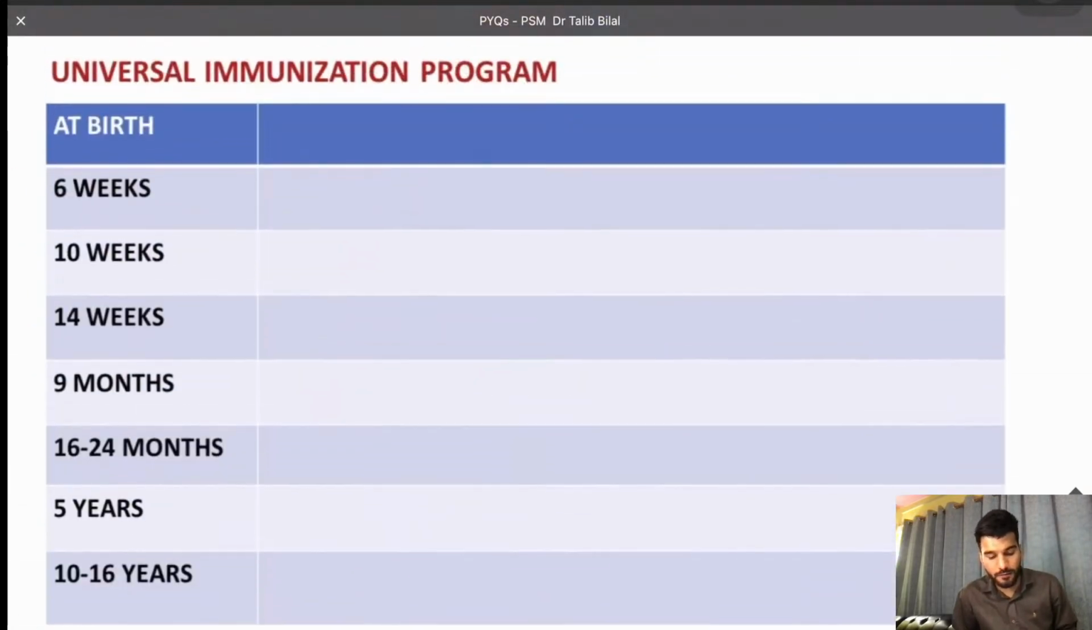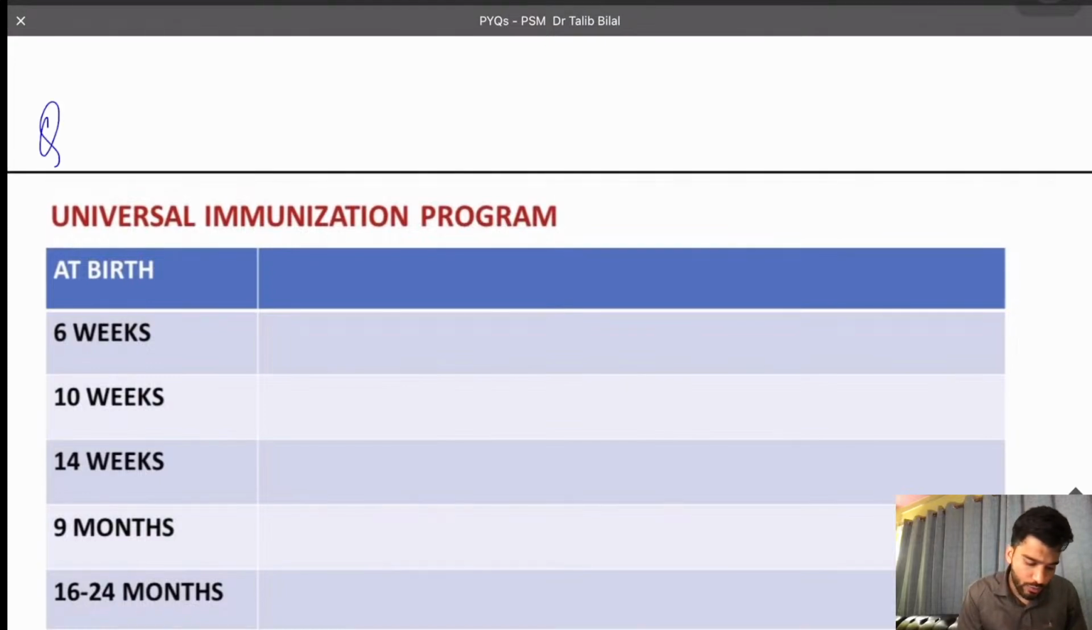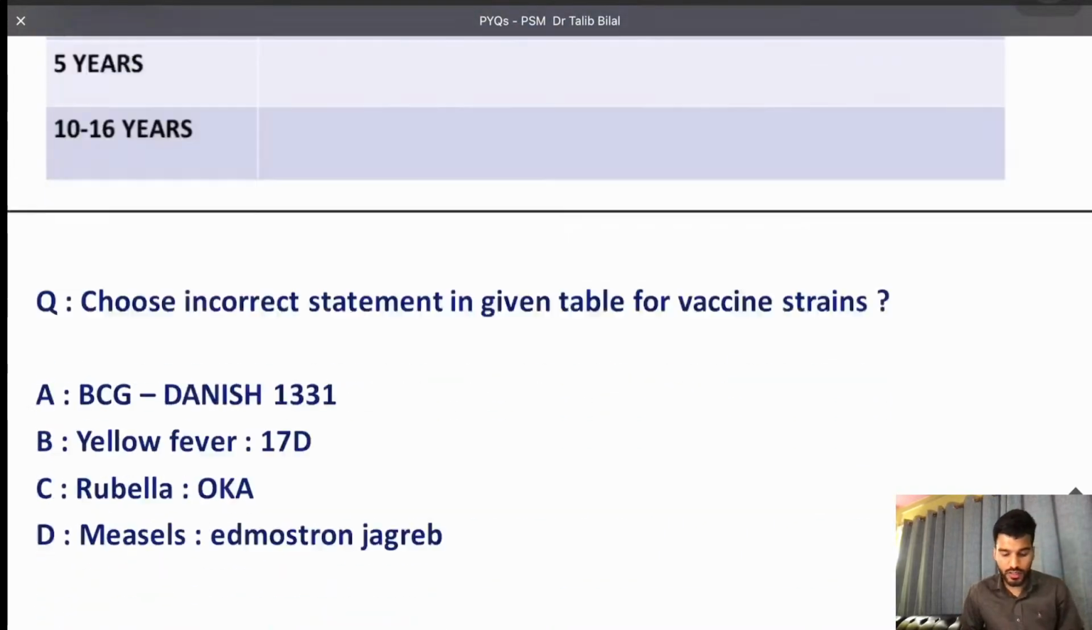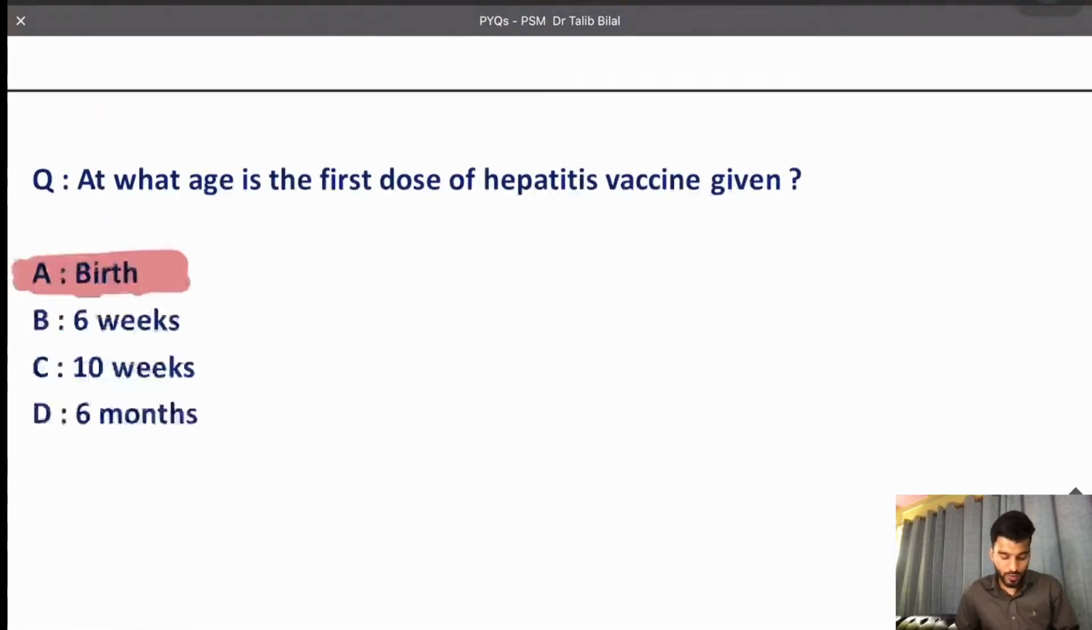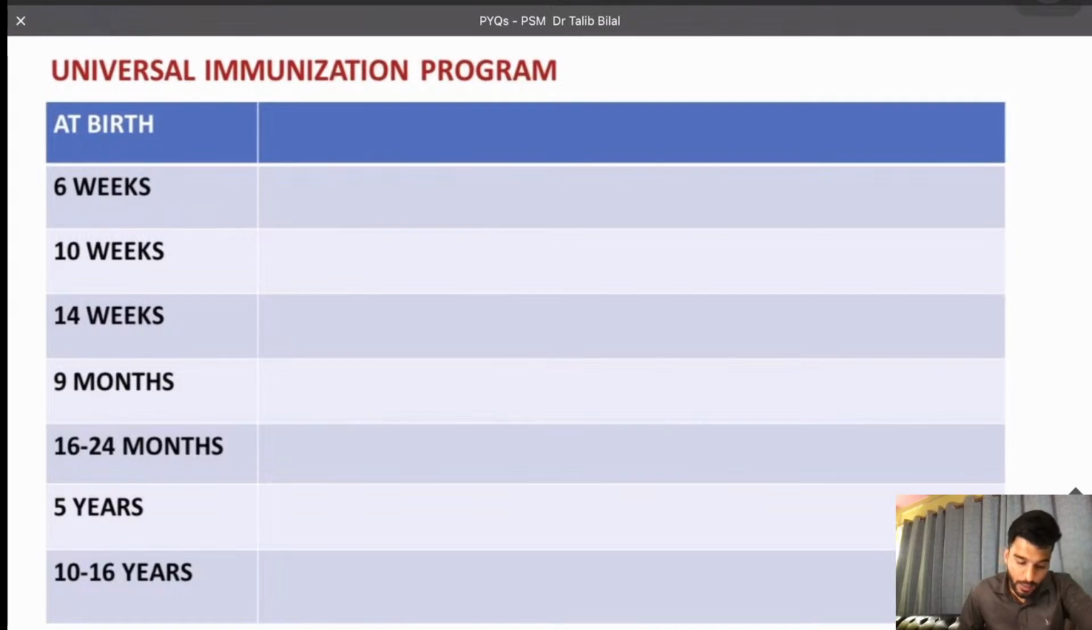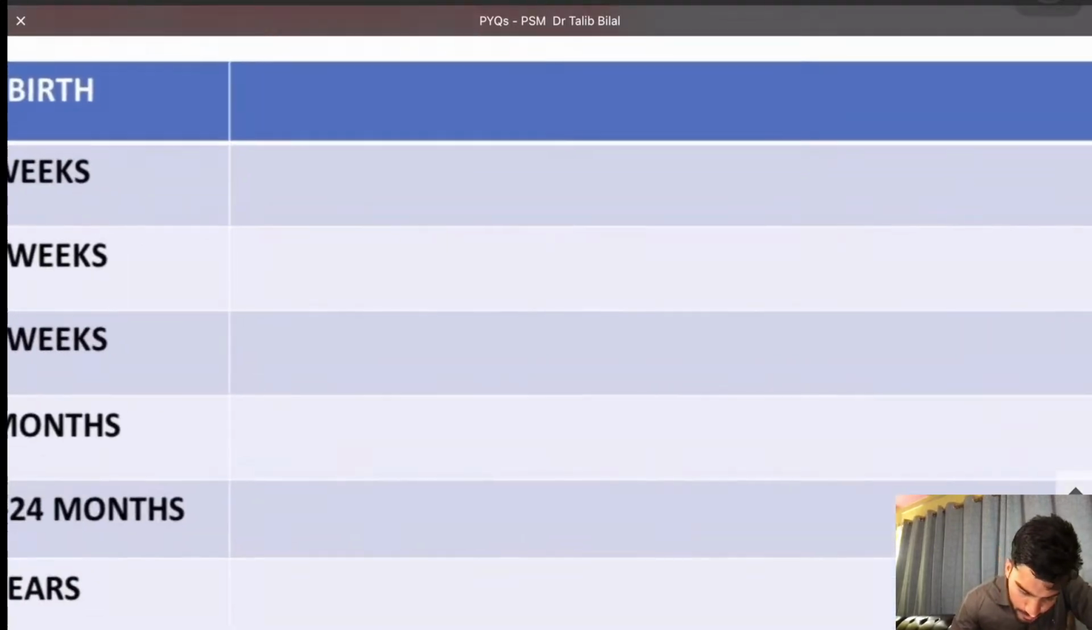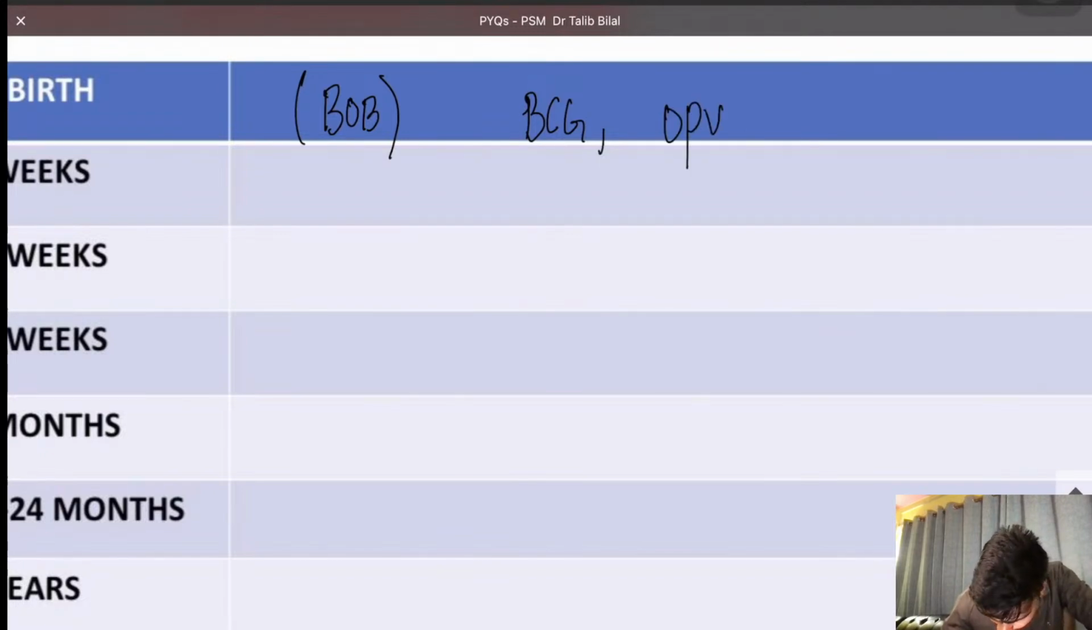So let's now discuss the very important tables. Now the questions are finished, guys. I have mentioned a few tables and all these tables are very important, hai na? Question toh aayega hi. Chalo. Now at birth, what are the vaccines we will give? Remember with a mnemonic called BOB. At birth we will give BCG, OPV, and hepatitis B. At birth we'll give BOB: BCG, OPV, and hepatitis B.